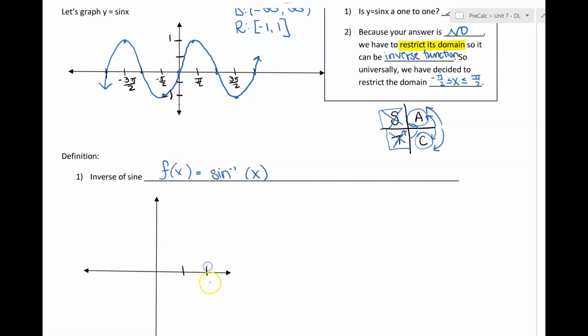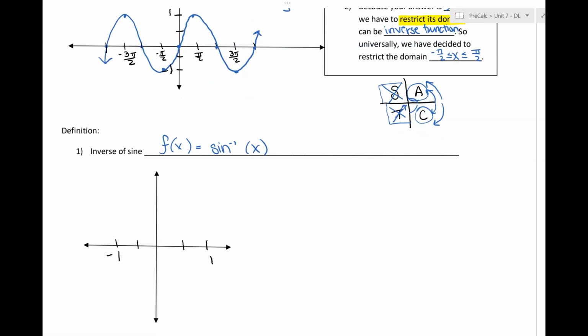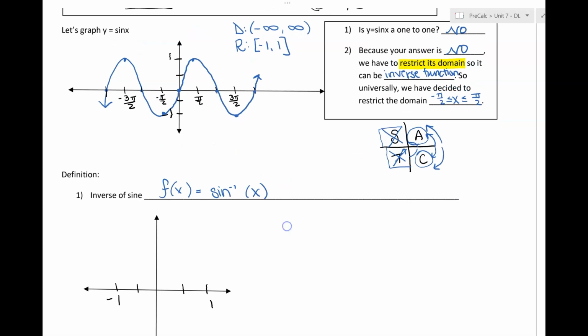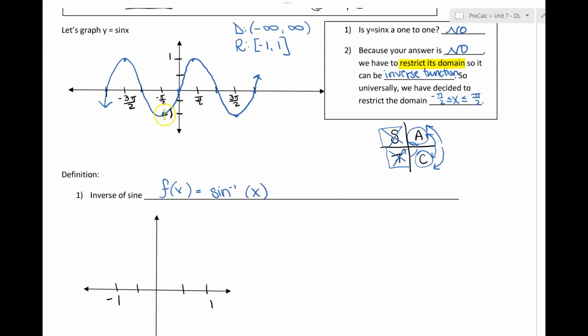Okay, so I go to +1 and I go to -1. Instead of going from 0 to 2 pi and then 0 to -2 pi, I'm going to change my x-axis values to now be on my y-axis, all because of the properties and characteristics of inverse functions. But our domain is restricted on the original from negative pi over 2 to pi over 2. So for the inverse, I'm just graphing that portion. Okay, that's all we're going to graph because we restricted the domain on the original function.